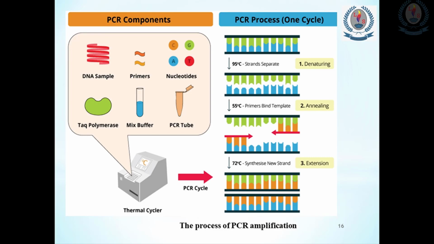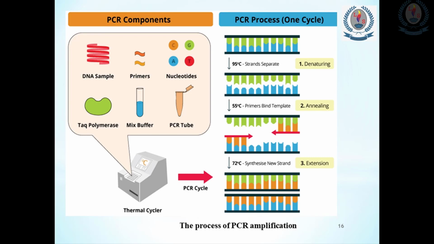So the PCR process consists of three major steps. First one, denaturing. Second one, annealing. Third one, extension. So during the first stage, we are increasing the temperature to 95 degrees. So the DNA double helix separates from each other.